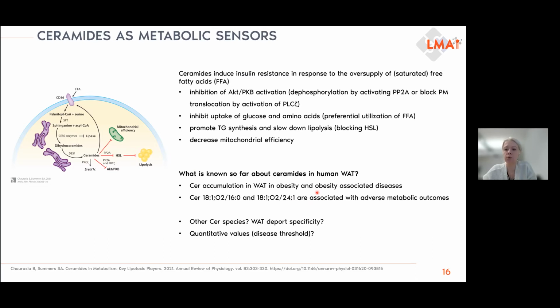So most of the people perform this analysis using targeted approaches, and the majority of them target up to, let's say, 10, maybe 15 species present there. Are there any other ceramides in the adipose tissue, and can we actually describe some depot specificity? And since we can obtain quantitative values, can we in the future define really this threshold between adaptation towards really cytotoxic effects here?